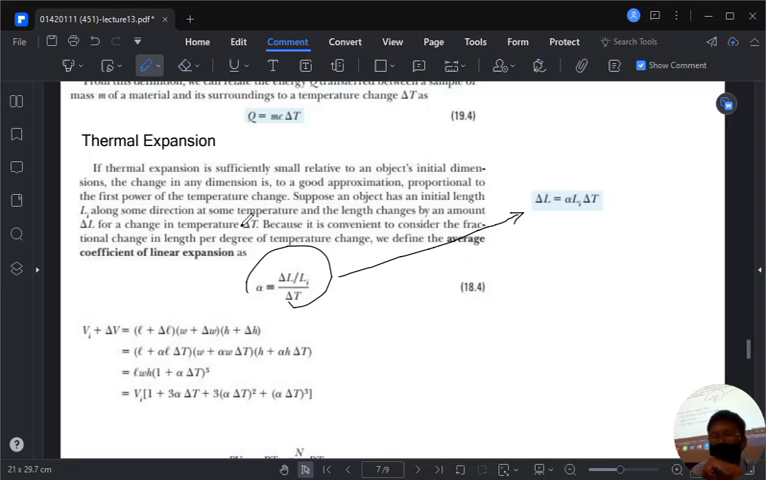Okay, if you have something that could expand in three dimensions, we talk about volume expansion. We could have L, W, and H. So they all could expand. When you expand each of them according to this rule, you get this, which is approximately that.